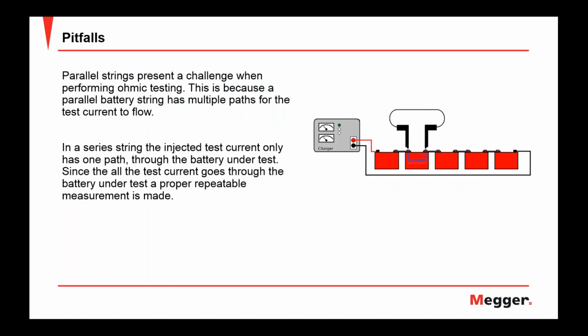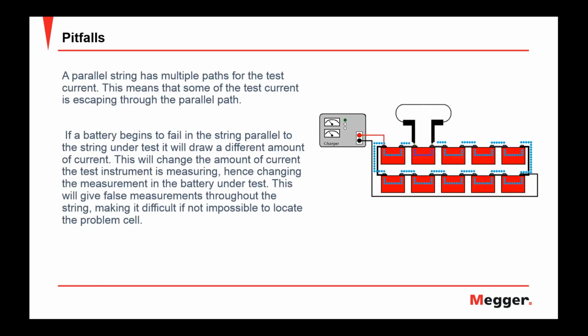And parallel strings. When I have a series string and I have to inject current through a battery, I only have one path it goes through to the cell I'm measuring. What happens when I have a parallel string? Now I have escape current going through a parallel path. I have another path for it to go, but the tester only sees the actual total current coming out of it. So the problem is you're not going to get a real reading on any of the batteries.